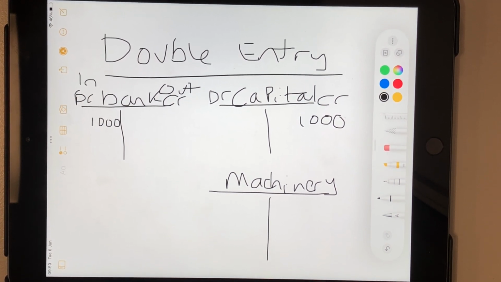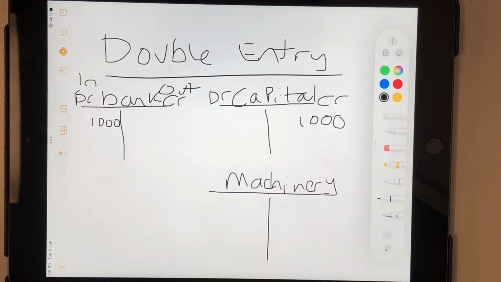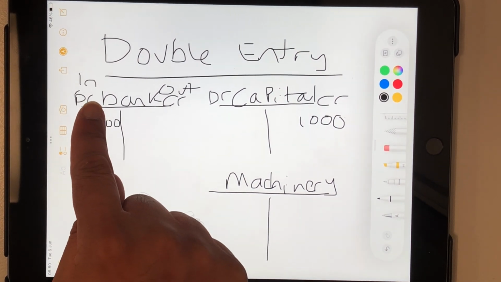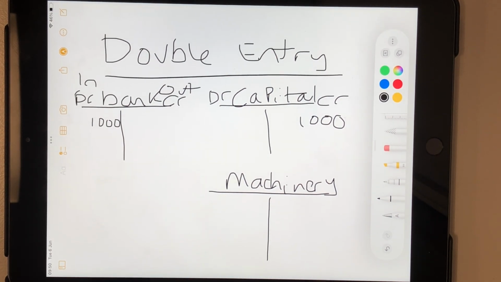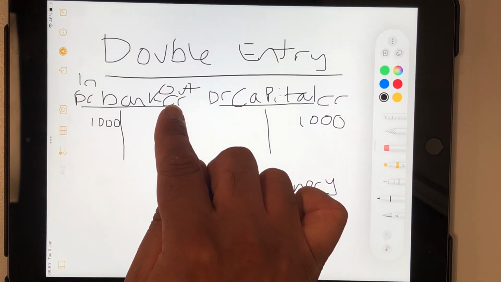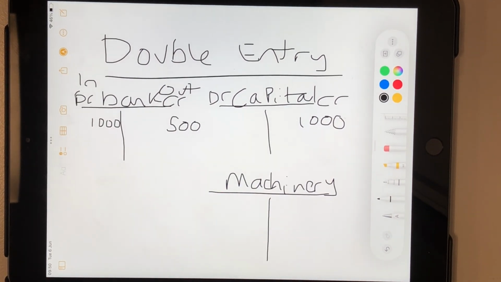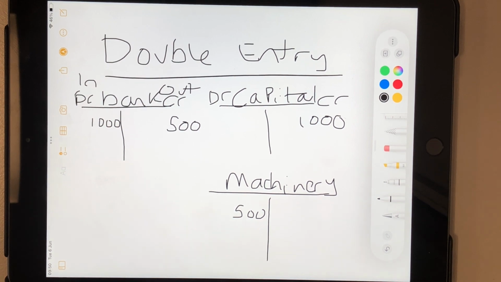So let's just say the second transaction for this business is, we're going to buy some machinery. So what do you think? Do you think you're going to have money coming in or money going out? I would say money going out because you're spending. So let's say we're going to spend £500 on machinery. So we're going to have £500 coming out, and we're going to have £500 coming in.